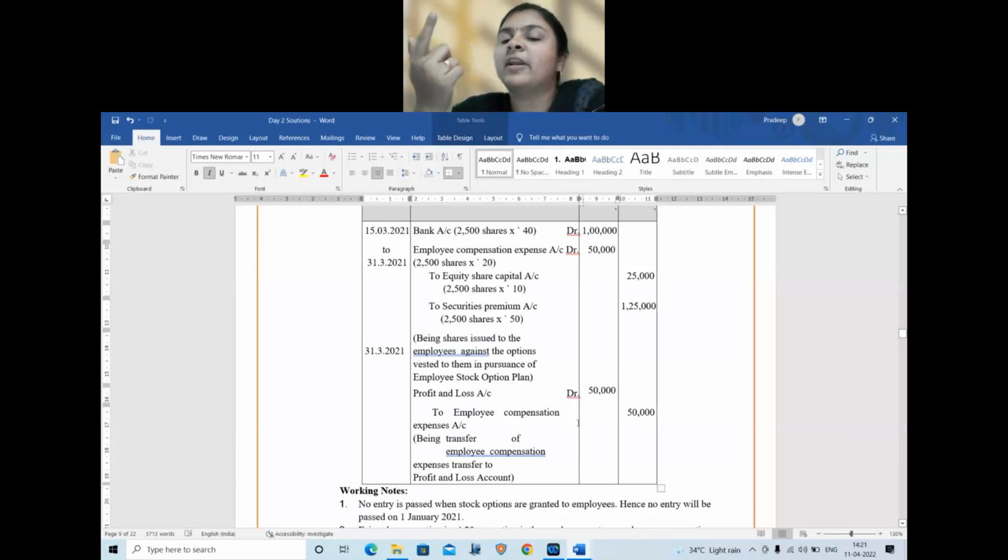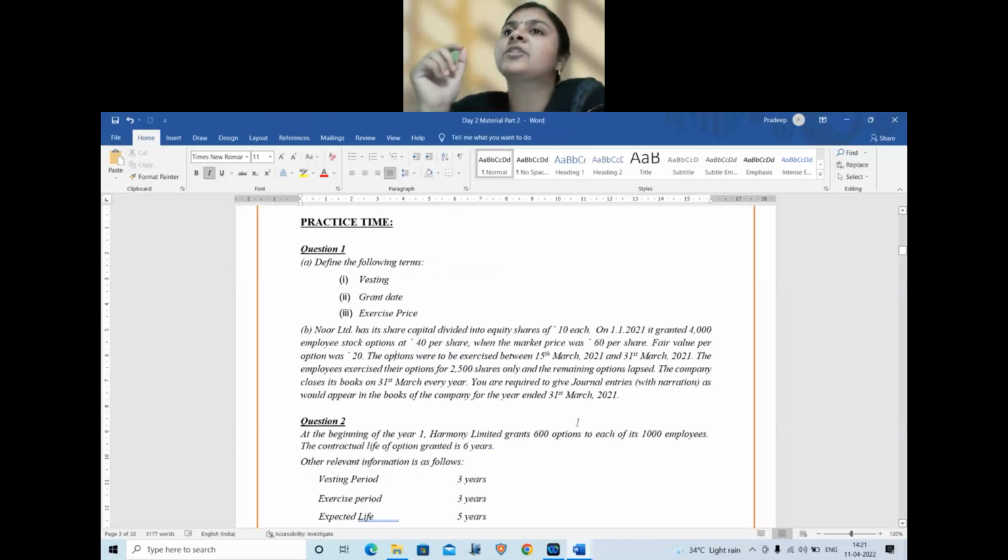So we have passed the entry for ESOP to ESOP outstanding. We have passed the bank entry. Third entry. What is the third entry? The third entry is going to be for reversal. Now reversal of 1,500 options. Correct? 1,500 options at 40 rupees, 20 rupees. So what will be the amount?